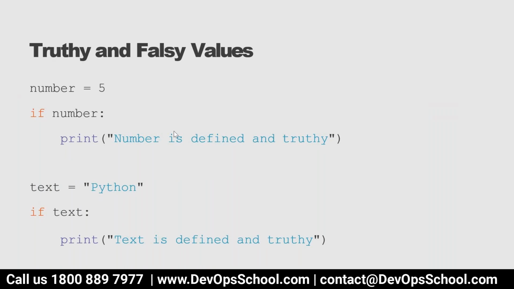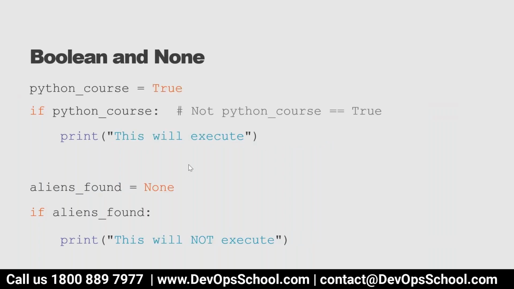Truthy and falsy values are also used in Python. So here, this is one of the ways. Number is equal to 5. If number, meaning if number is defined, then it's true. So then print this one, something like that. Truthy and falsy values you can use, Boolean and None also you can use.